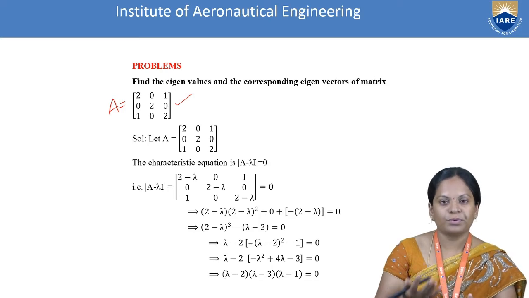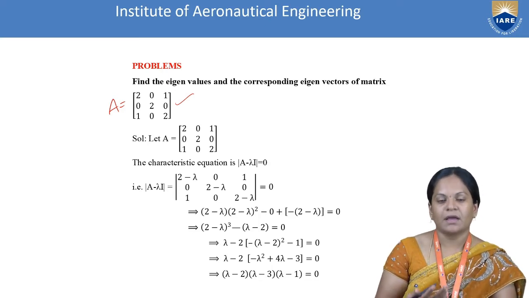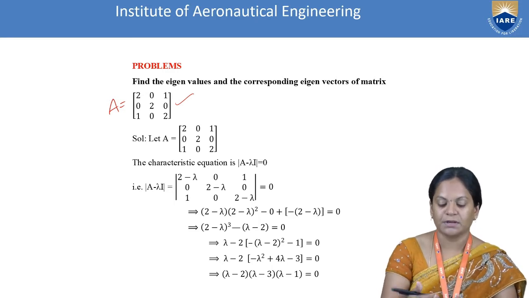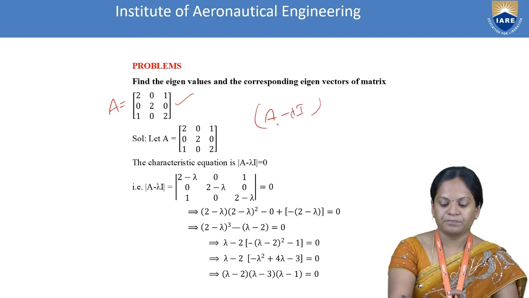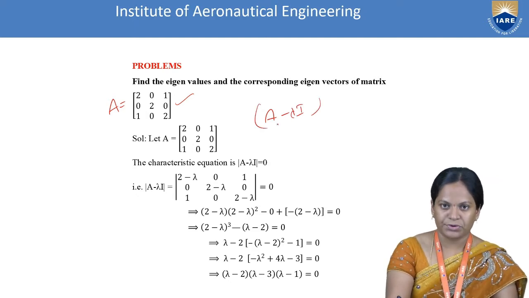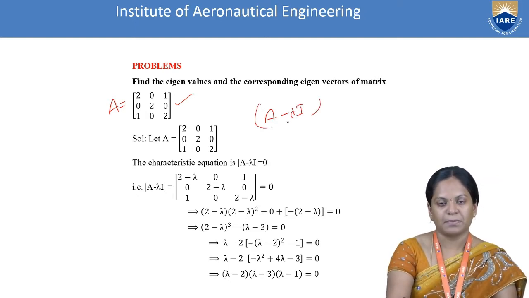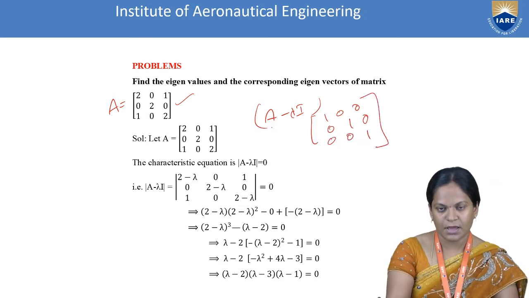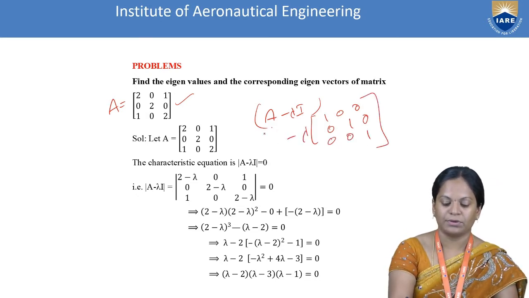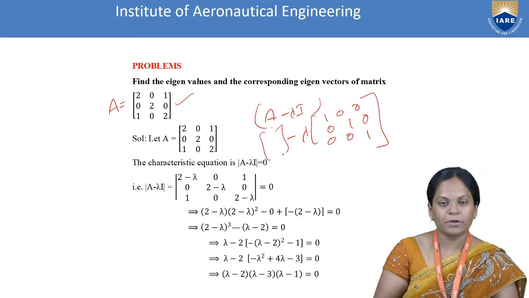Already we know how to write the characteristic matrix, the characteristic polynomial, and the characteristic equation. A minus lambda I is nothing but the characteristic matrix: A is the given matrix, minus lambda into the identity matrix. Here I is 1 0 0, 0 1 0, 0 0 1, and A is nothing but the given matrix.